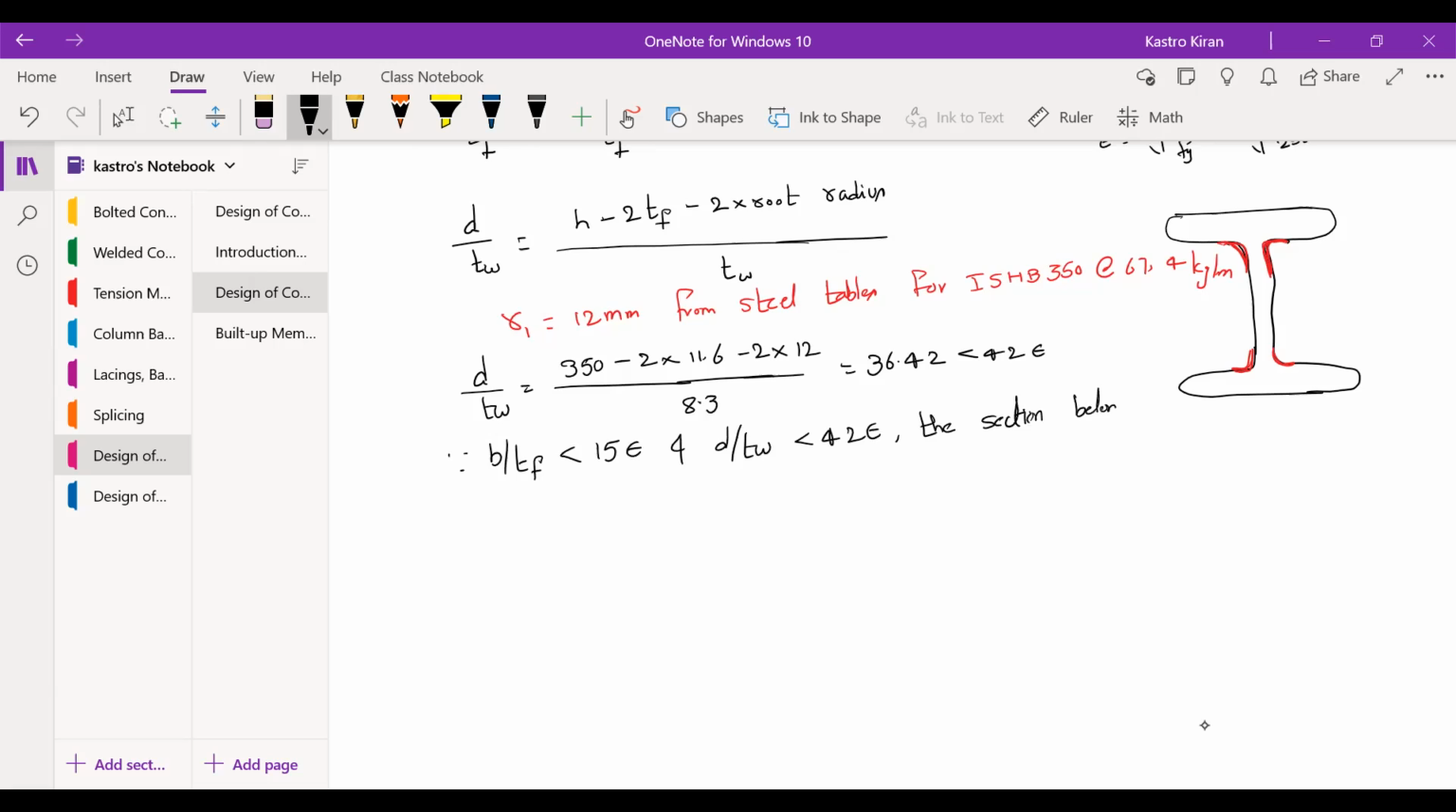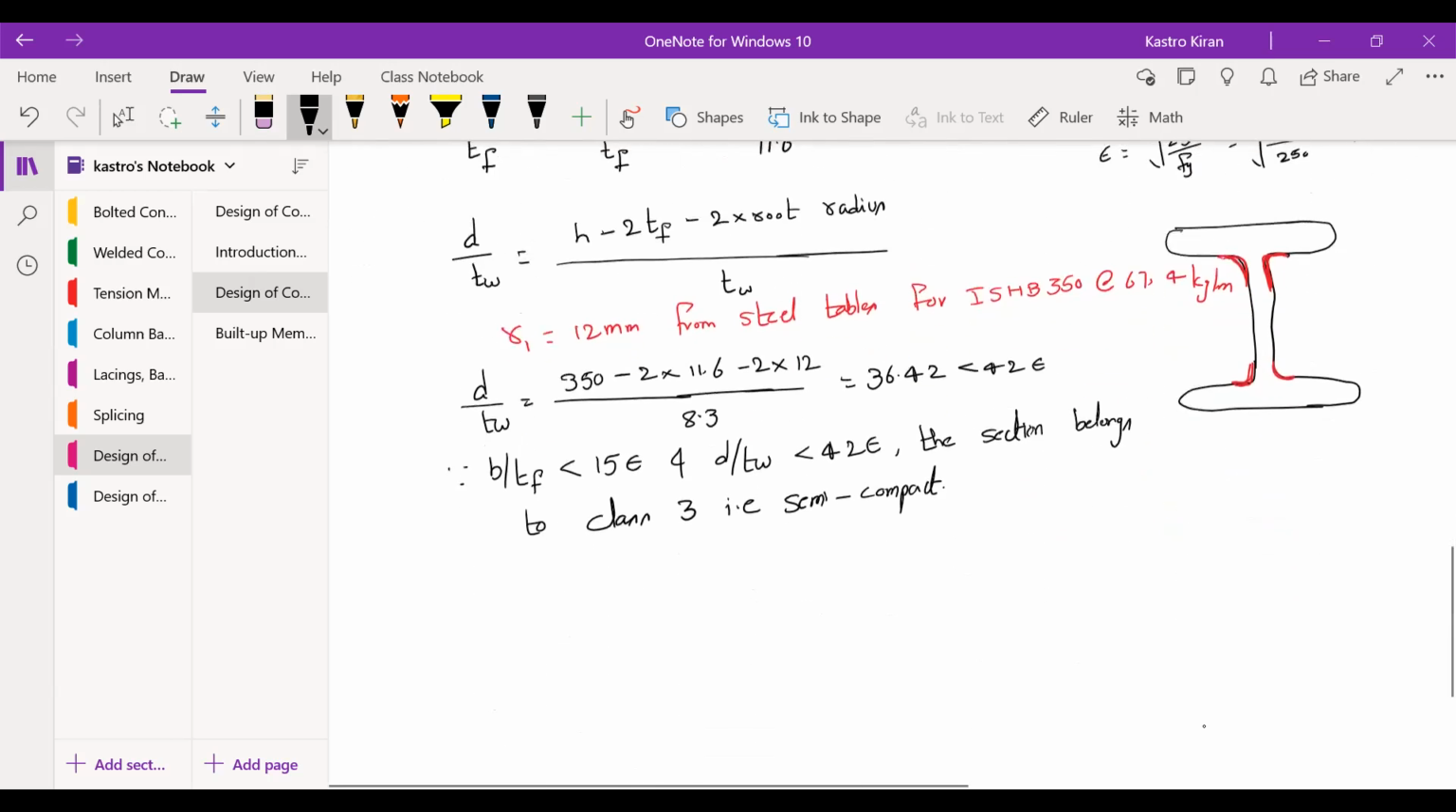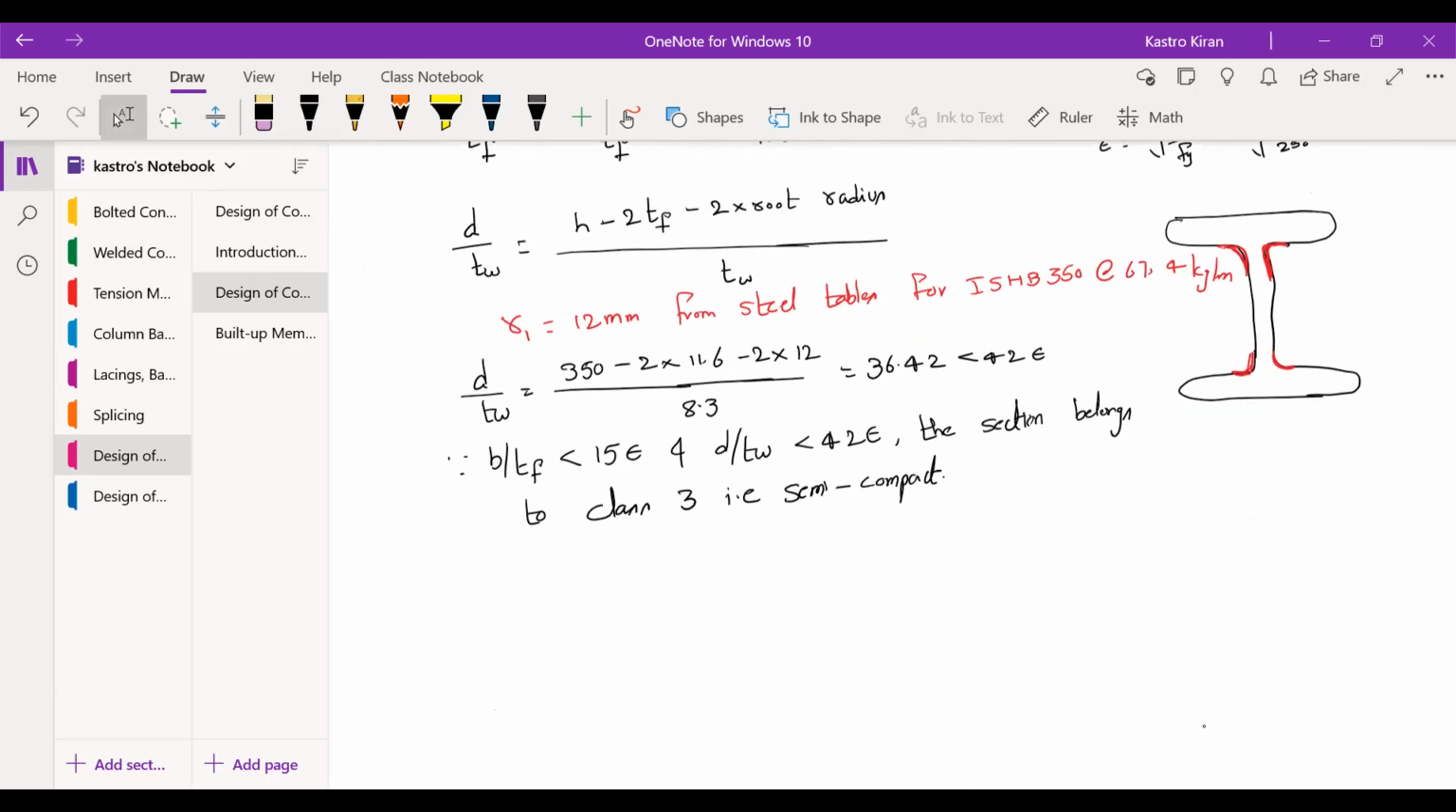the section belongs to class 3. The section belongs to class 3, that is semi-compact. Okay, the section belongs to class 3, that is semi-compact. So I hope this is clear for all of you. The section belongs to class 3.